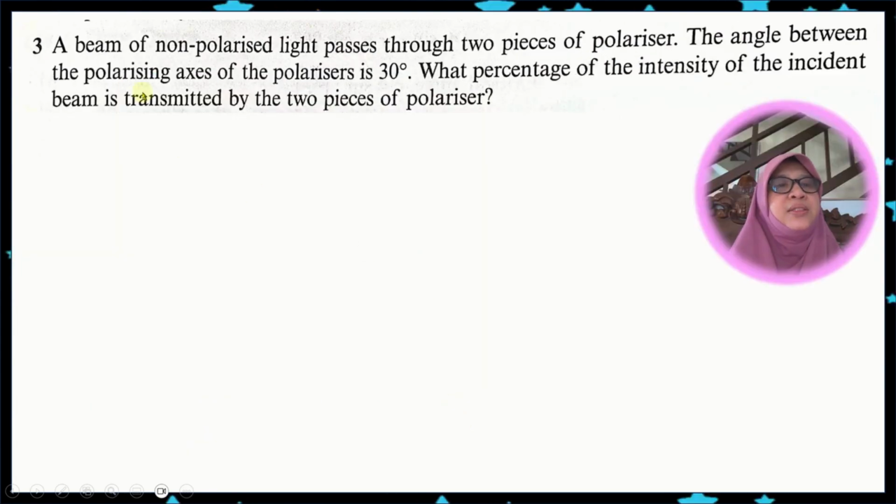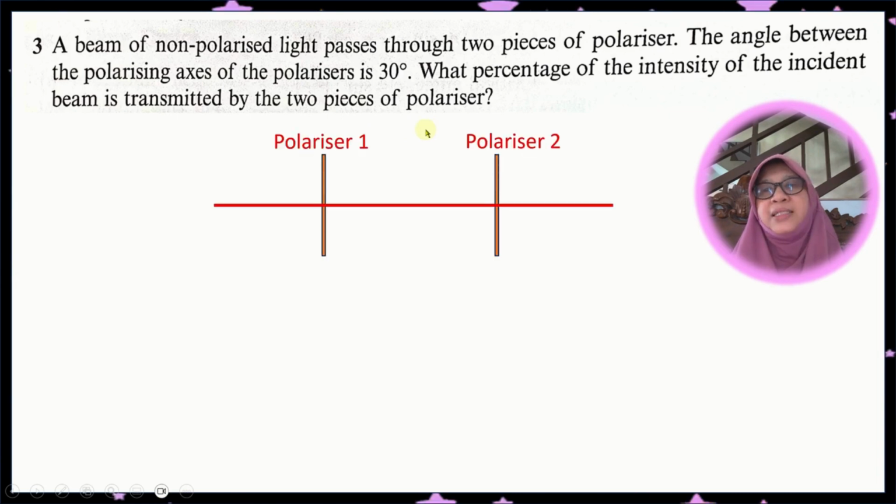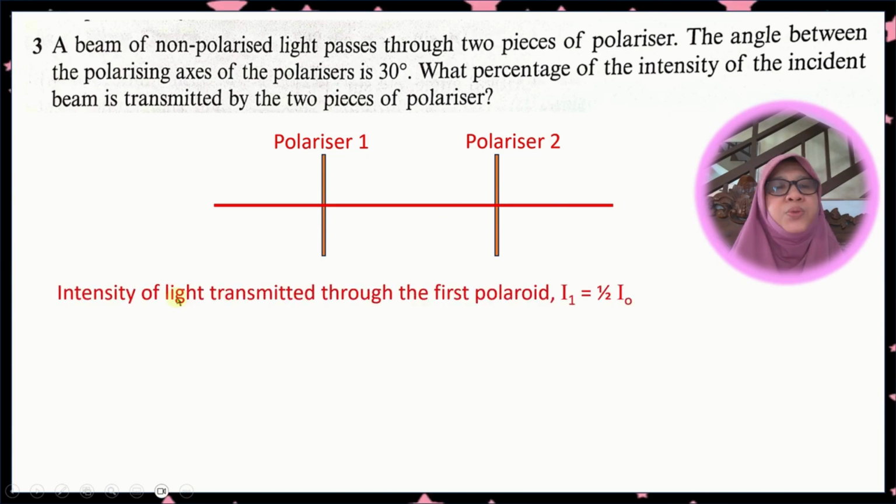Now we go to question 3. A beam of non-polarized light passes through two pieces of polarizer. The angle between the polarizing axes of the polarizers is 30 degrees. What percentage of the intensity of the incident beam is transmitted by the two pieces of polarizer? So this is polarizer 1 and this is polarizer 2. The intensity of light transmitted through the first polaroid is half of the intensity of the initial light.